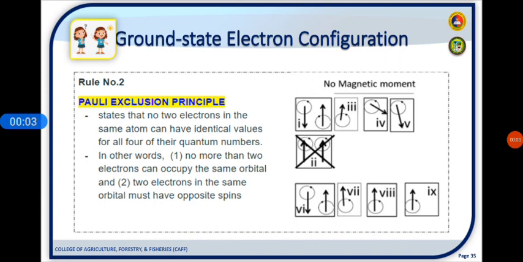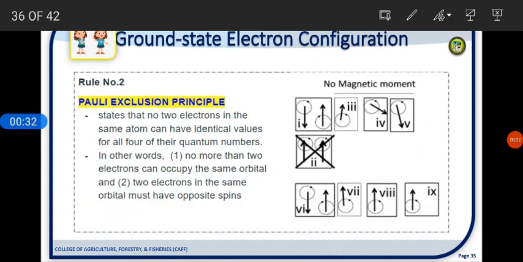Next to the Aufbau principle is the Pauli Exclusion Principle. The Pauli Exclusion Principle states that no two electrons in the same atom can have identical values for all four of their quantum numbers. In other words, no more than two electrons can occupy the same orbital, and two electrons in the same orbital must have opposite spins.